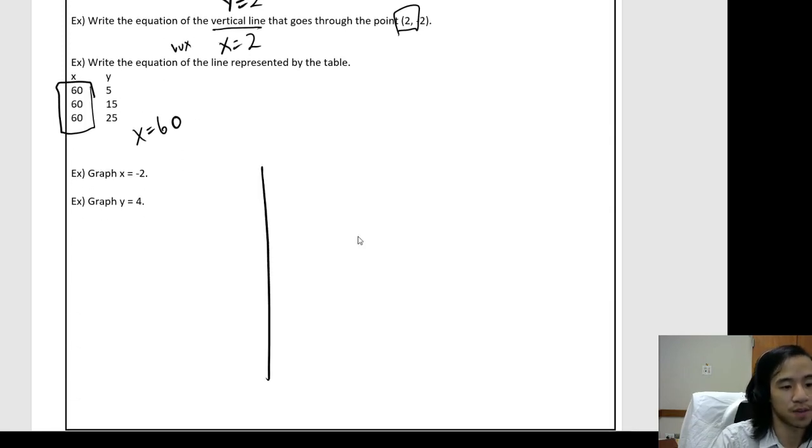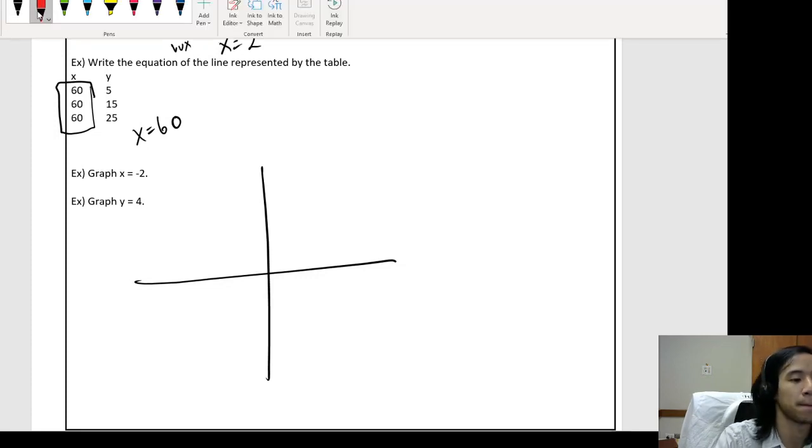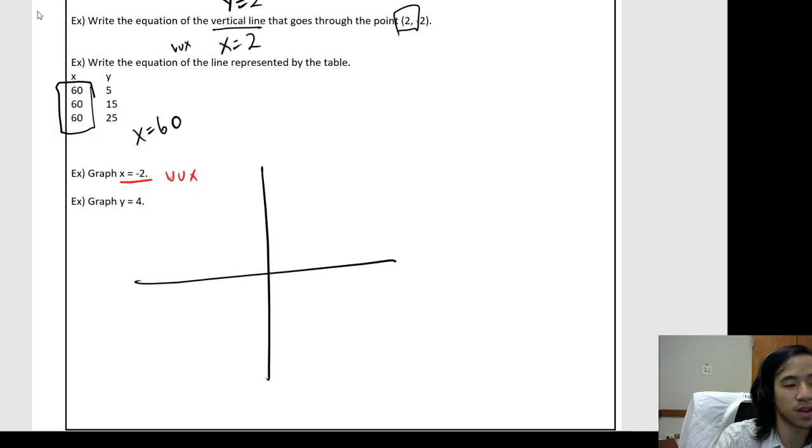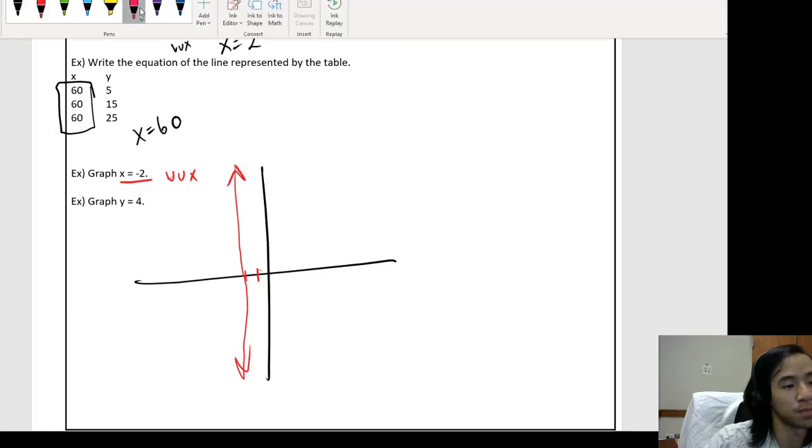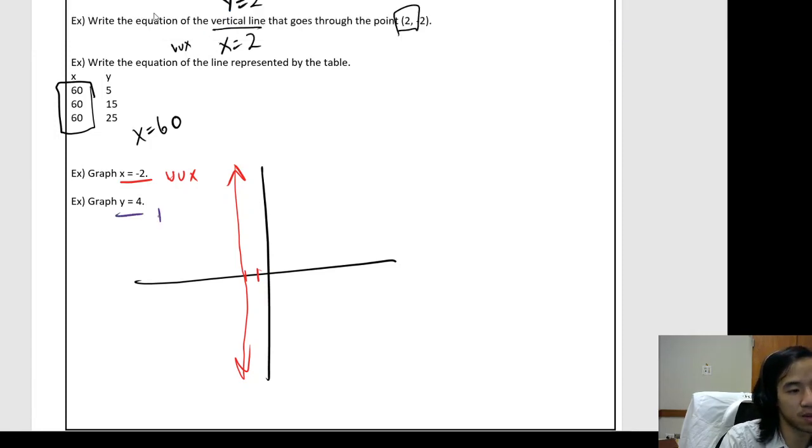Let's go ahead and graph these two. Here's my coordinate plane. x is equal to negative 2. Let's graph that in red. This is VUX because it's x equals, so we're going to have a vertical line at negative 2 right here. And then y equals 4. That is a horizontal line, because it's HOY. So y equals, horizontal, 0 slope at 4. We're going to go up 4 and have a horizontal line.